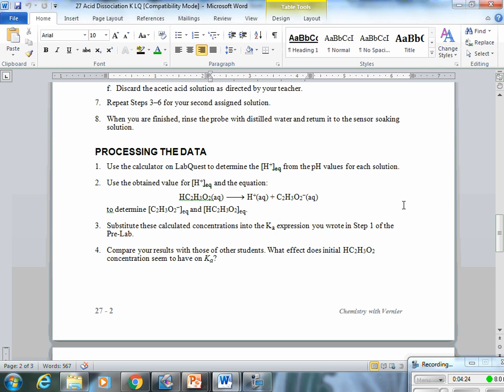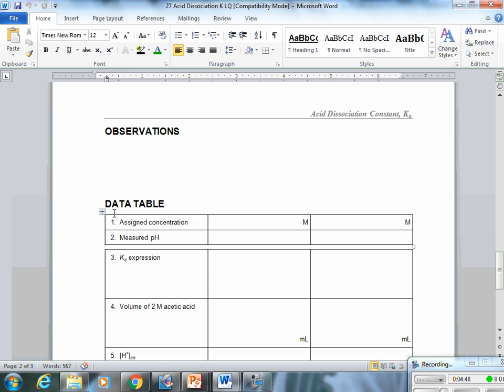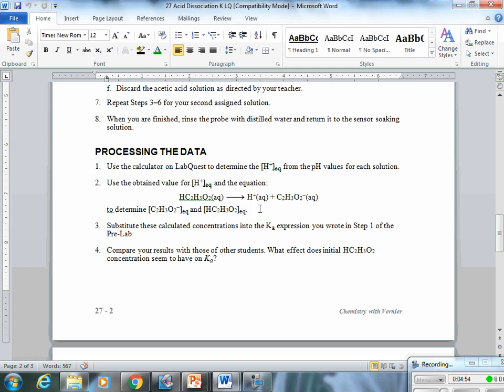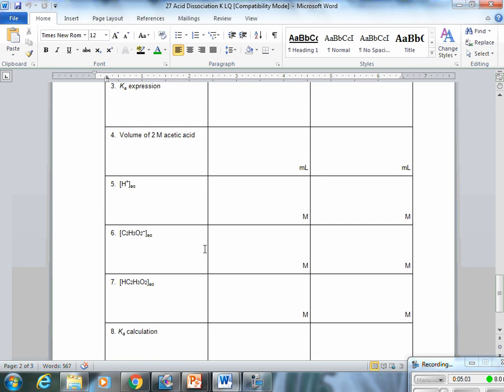So once we get down to processing the data, it should be a nice, easy calculation. All right, you're going to determine the hydrogen ion concentration from the pH. Okay, you're going to use the hydrogen ion concentration to determine the acetate ion concentration. This concentration right here will be your initial concentration, so that'll be down here, your assigned concentration right there. That'll be this initial concentration, all right? And then you're going to be able to calculate the Ka of the specific acid. So down here, you're going to have two of these calculations for the Ka.